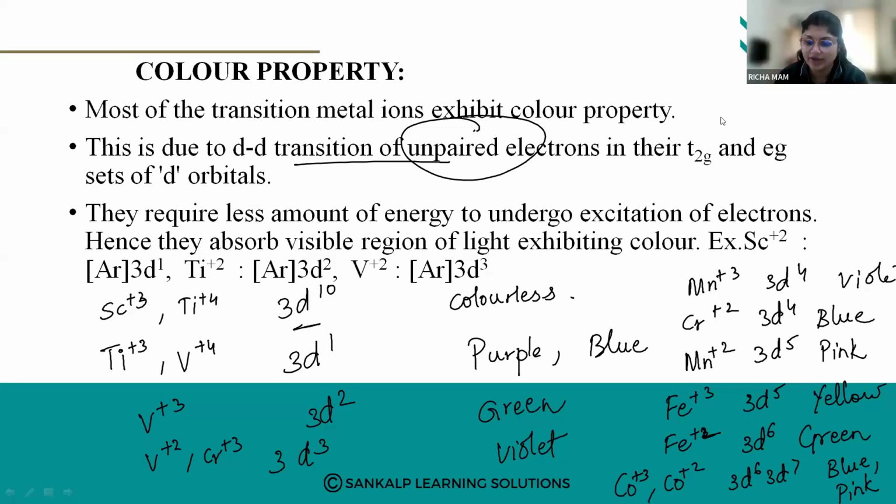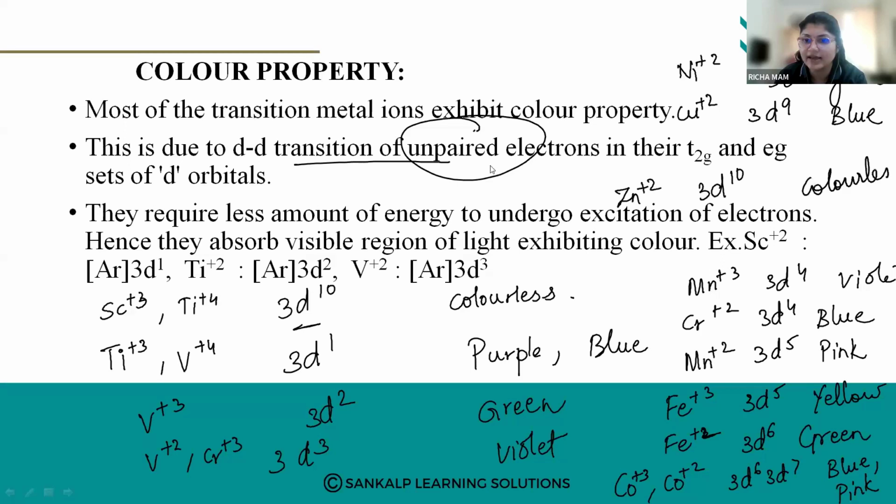Then nickel +2, that is a 3d8 system, the color of the complex is green. Copper +2, 3d9, the color of the complex is blue. Then lastly Zn +2, 3d10, again it will be colorless. So whenever you have d0, that will be a colorless system.